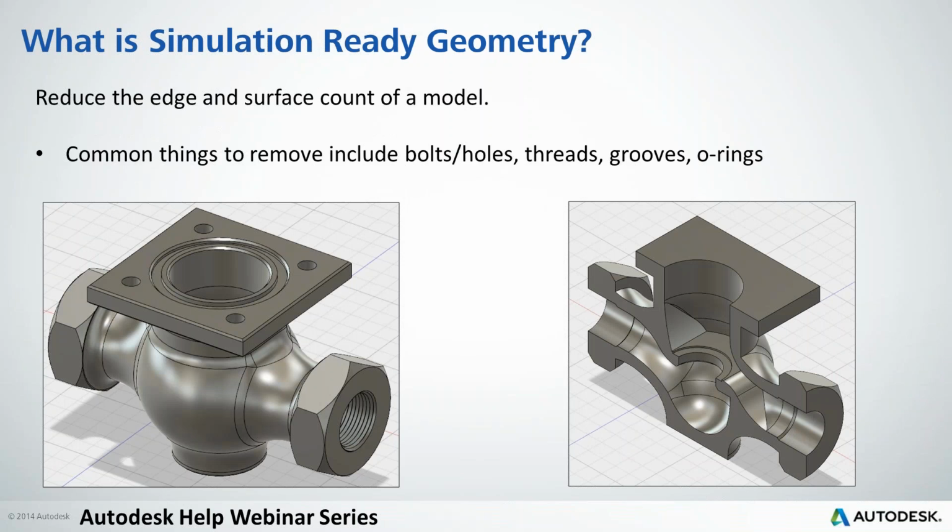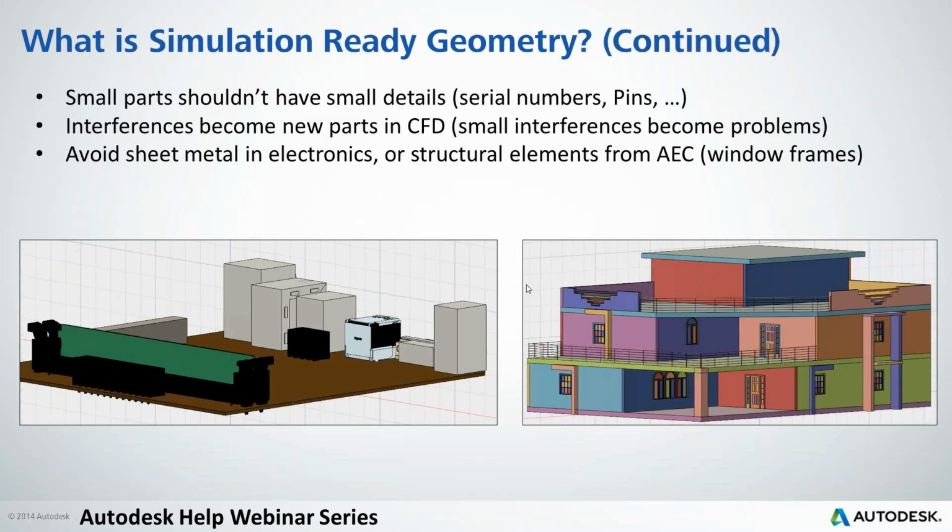Things you're always going to want to remove: bolts, holes, threads, grooves, O-rings, just trying to get rid of a lot of those things that really aren't going to make a difference. On top of that, probably rounds and things like that.